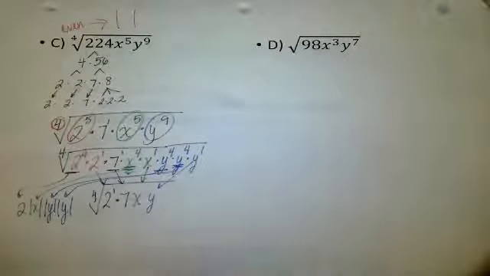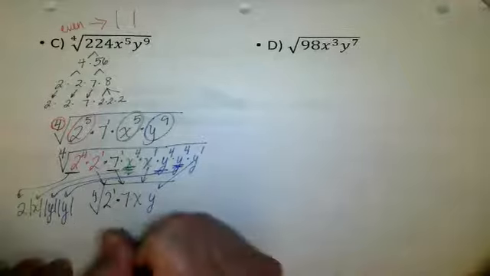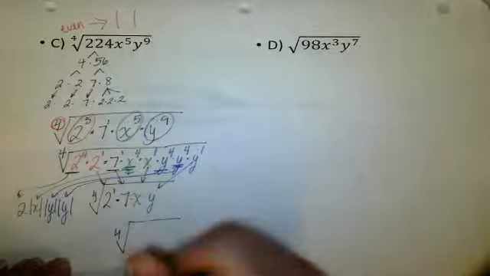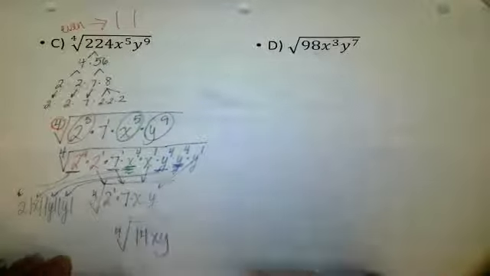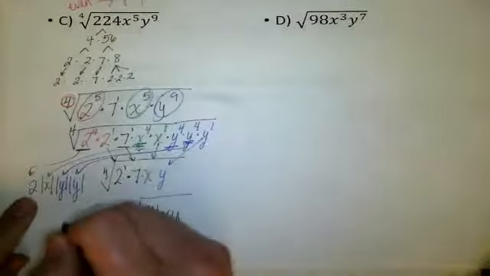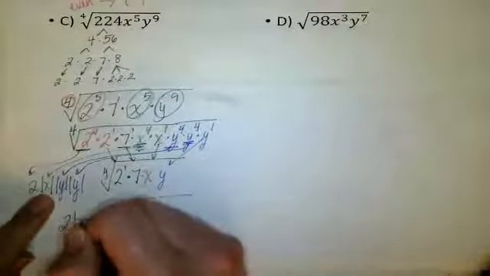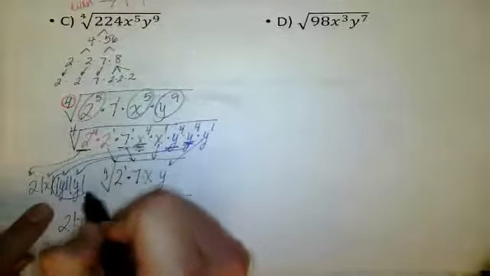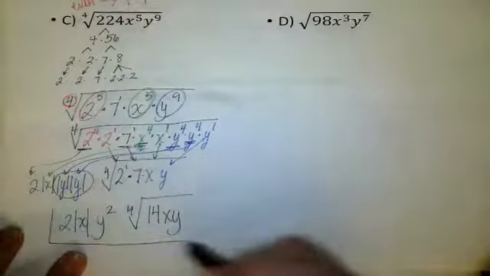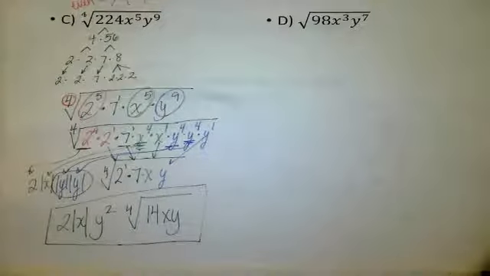All right, if you have this as your answer, that's really good. But it can be cleaned up a tiny bit. What is 2 times 7? 14. So 14xy underneath. And we have a 2 out here. Absolute value of x is going to stay, but here I have a pair of absolute value of y's. What is y times y? Y squared. So I don't need the absolute value on that one because I'm going to square it and it'll be positive anyway.